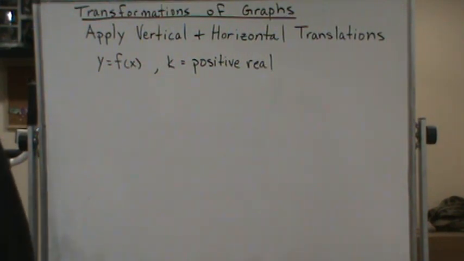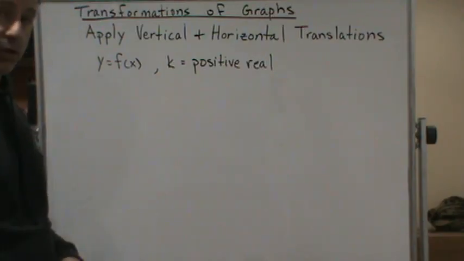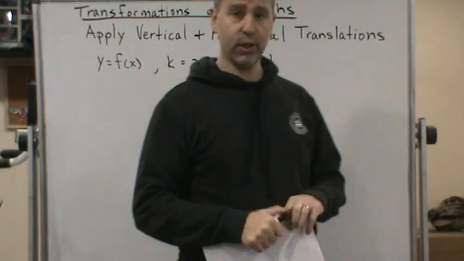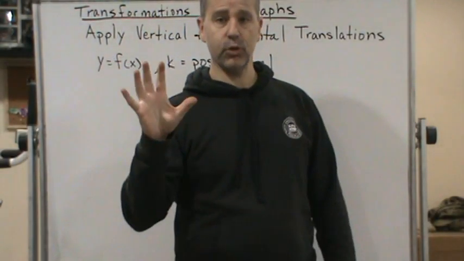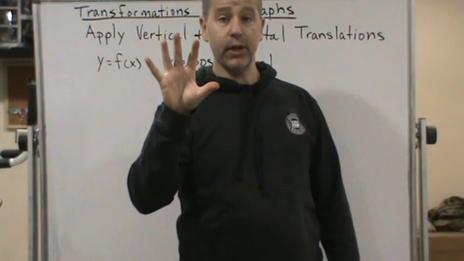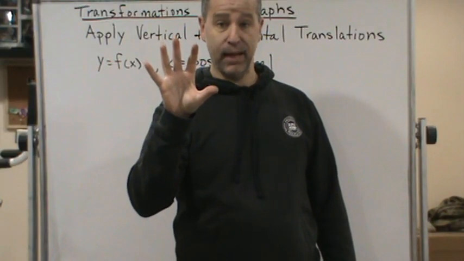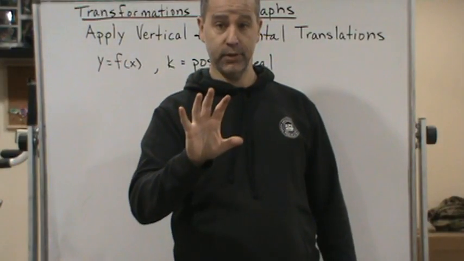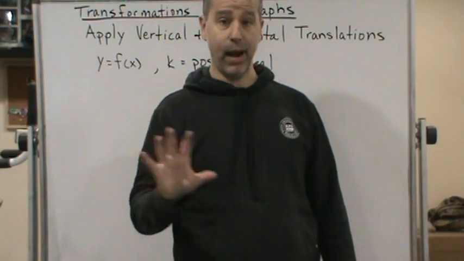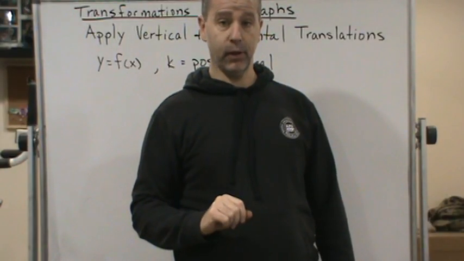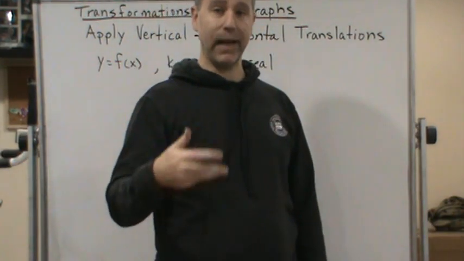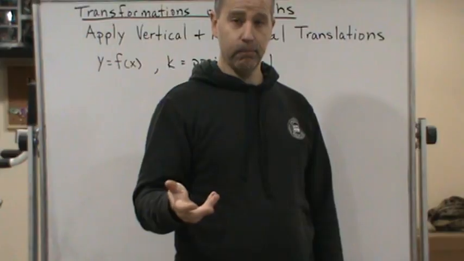All right, welcome back. Let's talk about how to apply vertical and horizontal translations, or what we call shifts. So this is where you're taking the graph, let's say it's a basic function, one of those basic functions. What we're going to do is shift them or translate them up or down a certain number of units, or left and right a certain number of units. So it's just kind of sliding the graph around the coordinate plane. Okay, and we're going to do that by adding or subtracting some positive real number.